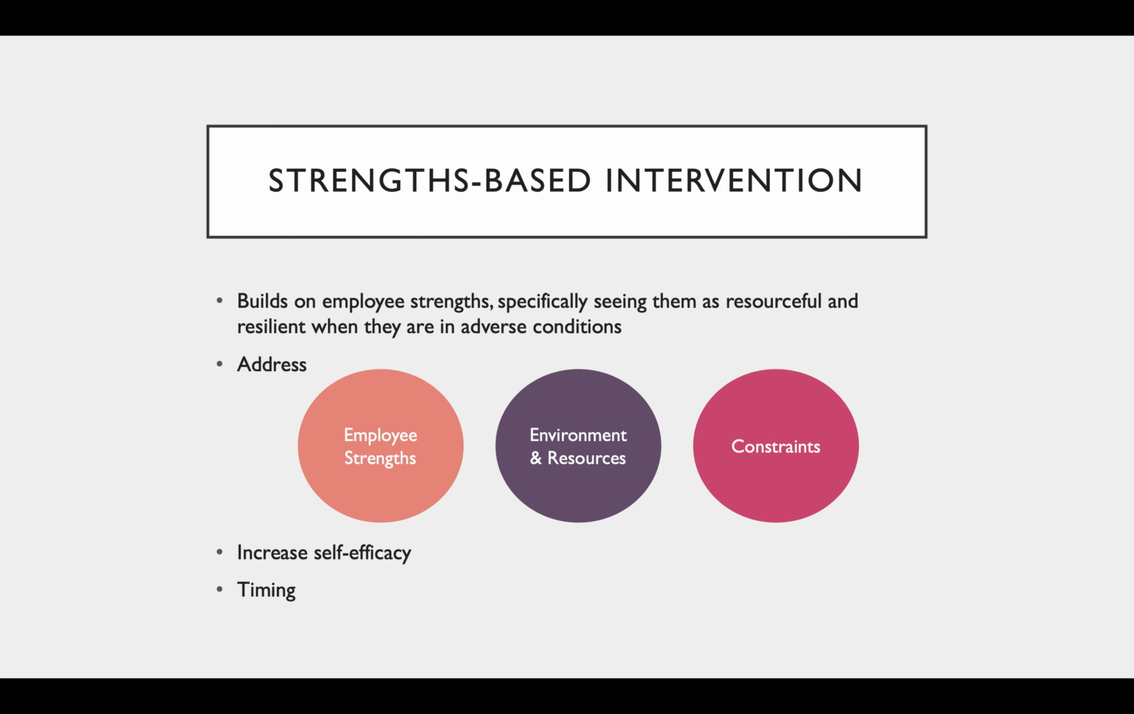You also want to address the environment that they are in. This could be how systems are set up and how much autonomy they have in their role. This also includes resources that are available to them to build their strengths. For example, a project where they can display these strengths. Finally, you want to address any constraints that may be holding back an individual's growth. This may lead to the incorporation of other interventions in this model, such as training or job crafting.